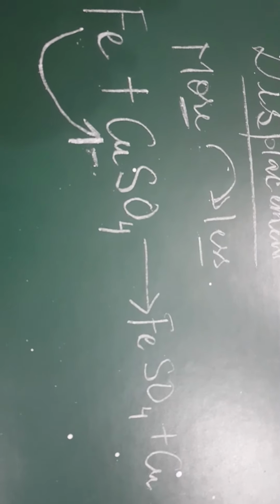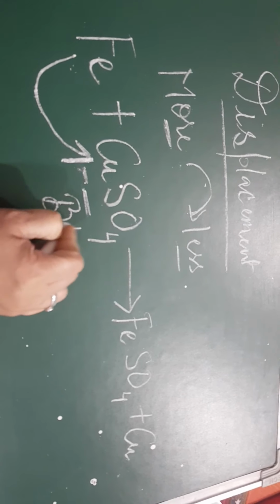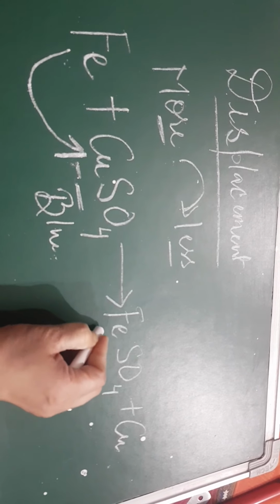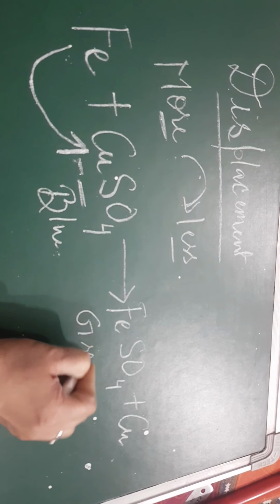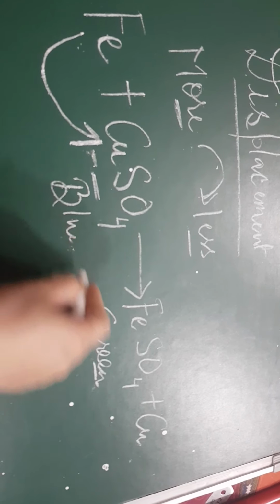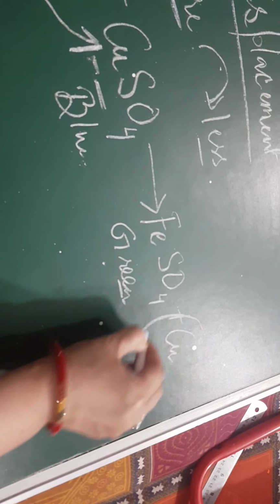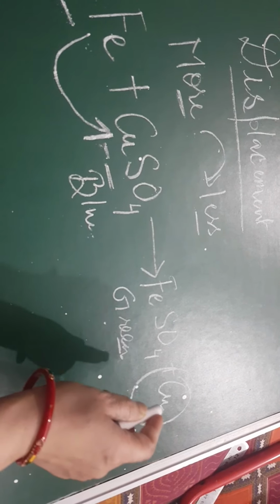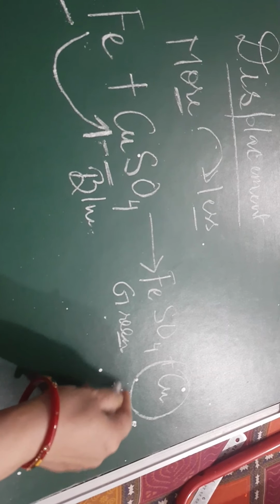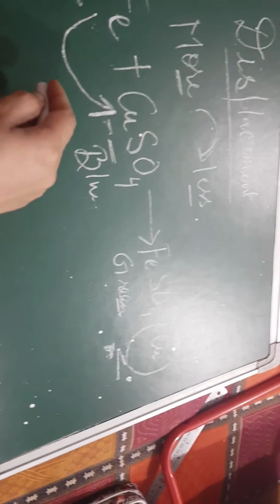The first change is the color change. Copper sulfate is blue in color, and ferrous sulfate, we already discussed, is green in color. So the first change we can observe is the color change from blue to green. The second change, the copper which is displaced, deposits over iron. Copper is reddish brown in color, so a reddish brown coating of copper over iron nail or iron filings.